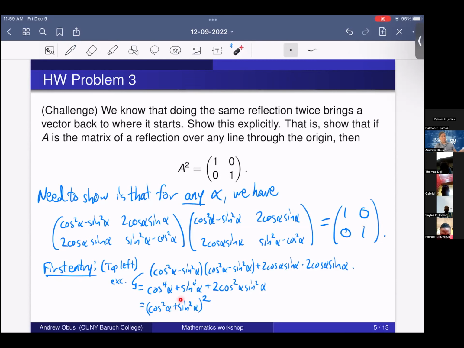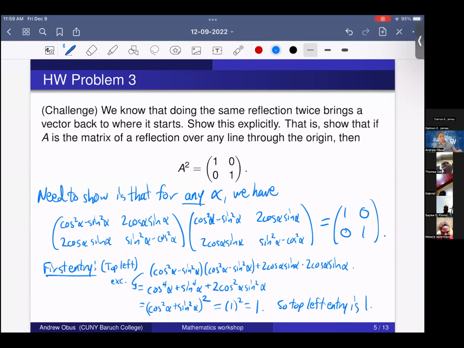But now, cosine squared alpha plus sine squared alpha for any angle alpha is always equal to 1. Always equal to 1, exactly. So this is equal to 1 squared, and this is just going to be 1. So this shows that the top left entry is 1.